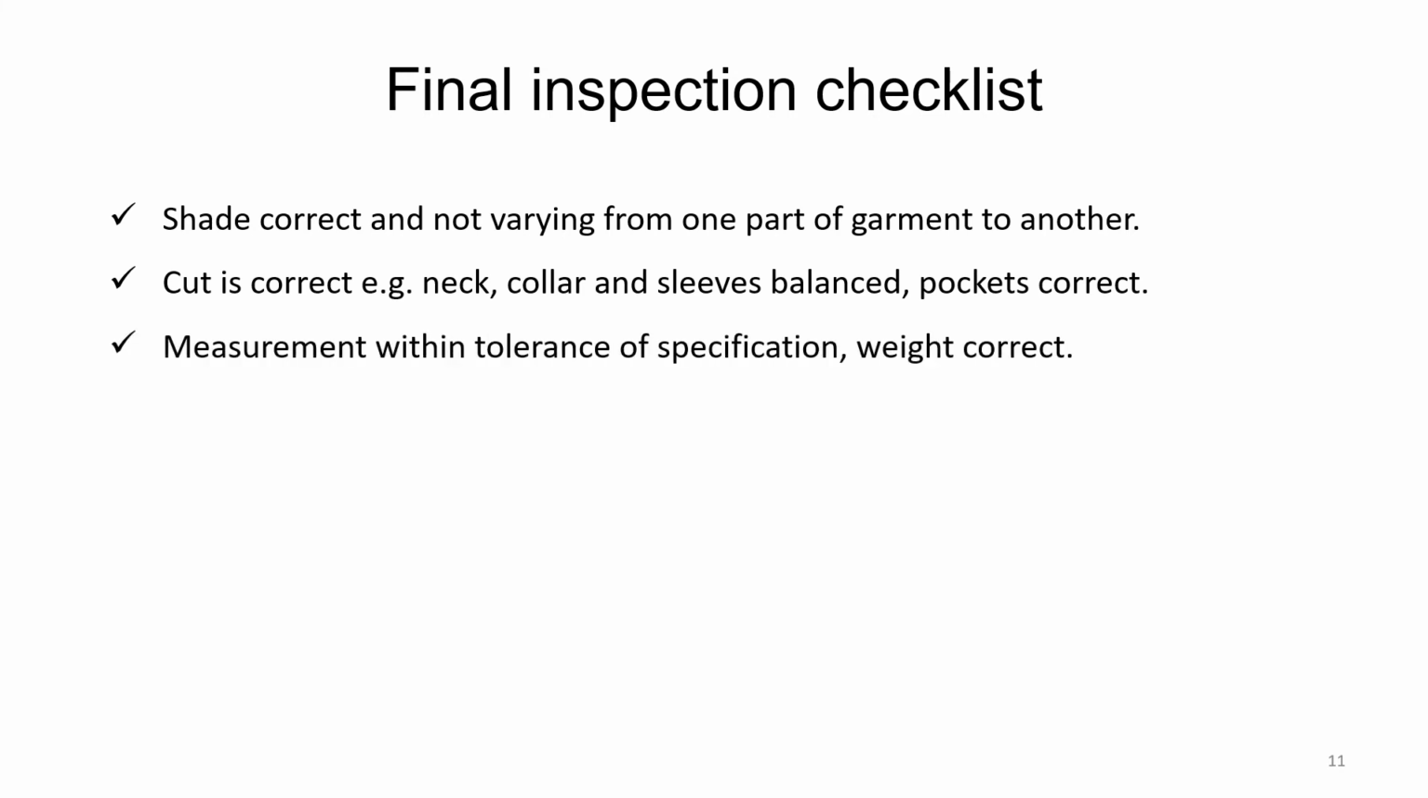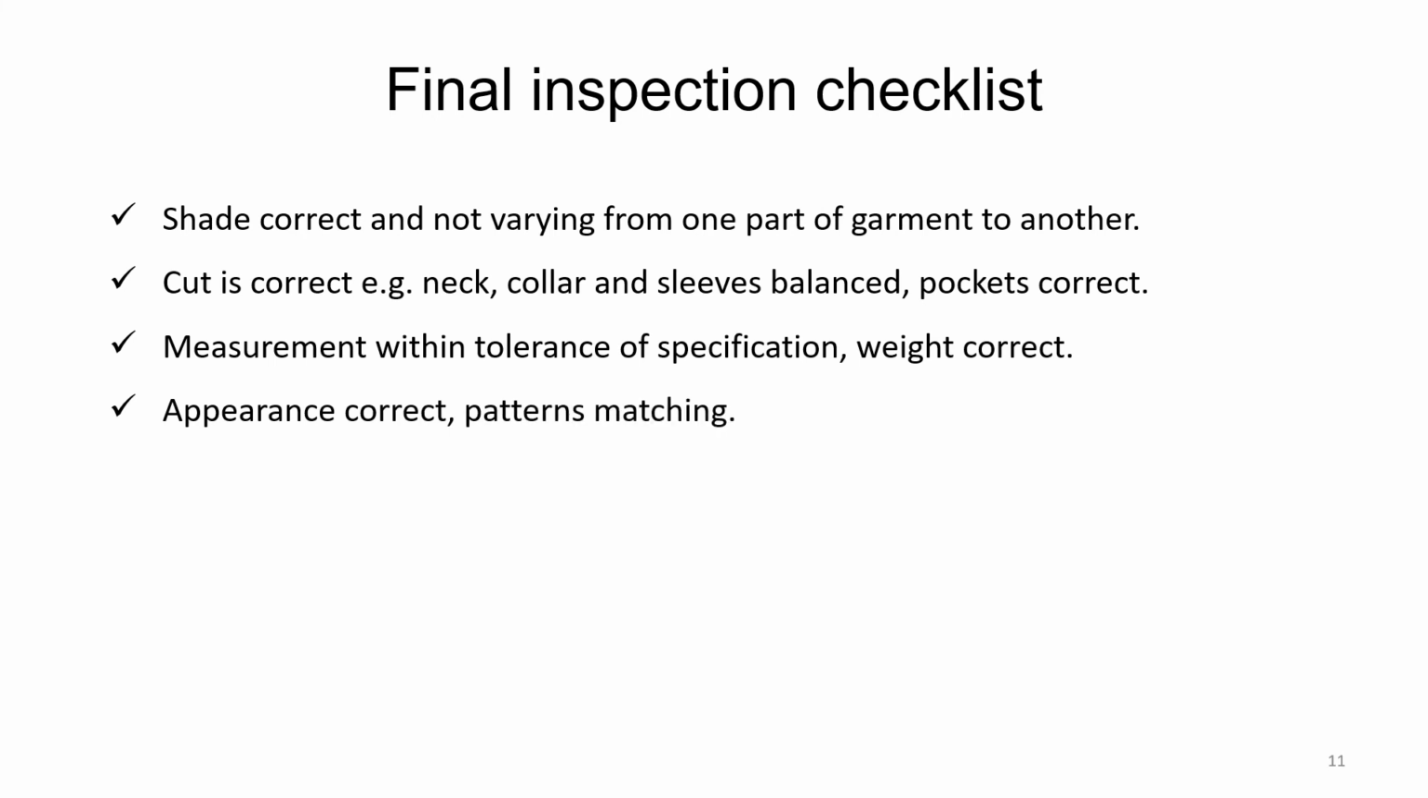And then measurement within tolerance of specification and whether the weight is correct or not. Like we discussed in the previous slide, between 10 centimeter to 30 centimeter, there's a tolerance of 0.5 centimeter, and likewise. So measurement will be done, and then whether those measurements are within the tolerance or not. That is one thing that has to be checked. Second is the weight. So the GSM of the fabric, that has to be correct. So that also has to be checked.